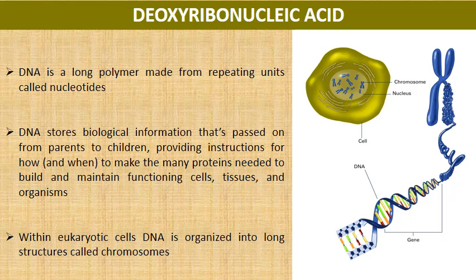Within eukaryotic cells, DNA is organized into long structures called chromosomes. During cell division, these chromosomes are duplicated in the process of DNA replication, providing each cell its own complete set of chromosomes. Eukaryotic organisms like animals, plants, fungi, and protists store most of their DNA inside the cell nucleus and some of their DNA in organelles such as mitochondria or chloroplast.